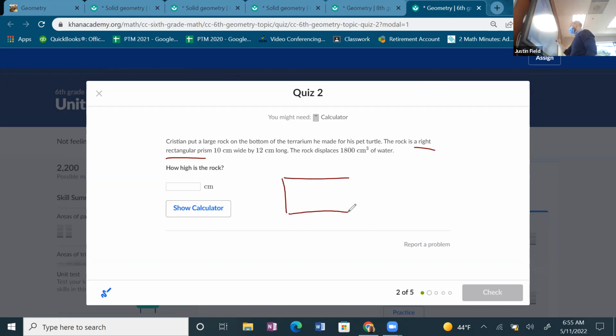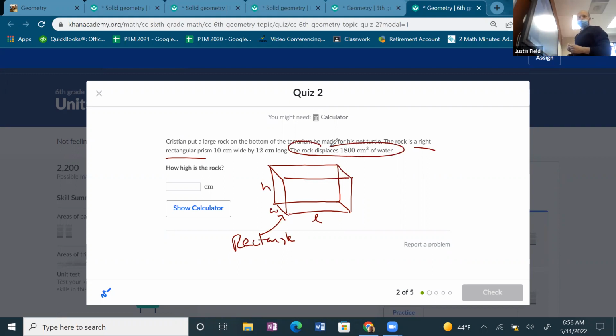So the rectangular prism has a rectangle for the base, and then I draw my rectangular prism like that. There's a right rectangular prism. Right means that the base is a rectangle, and then it has a certain height. We call it the length and the width and the height. And a rock displacing that amount of water, that is the definition of volume. How much water could the thing hold? That's a way to say how much volume it has. How many cube blocks could you put in it?